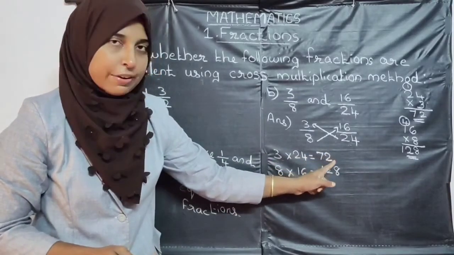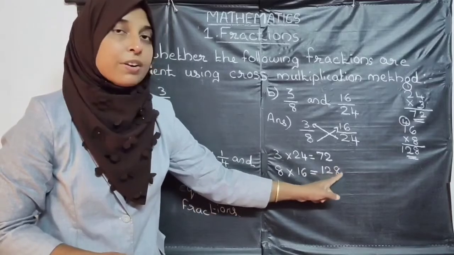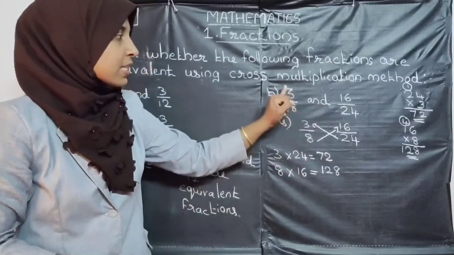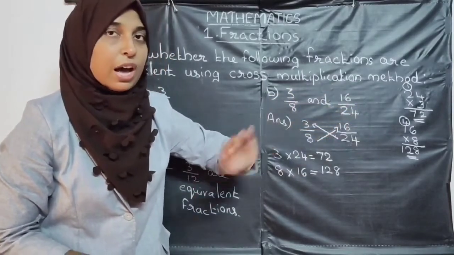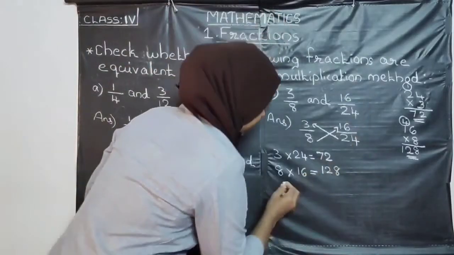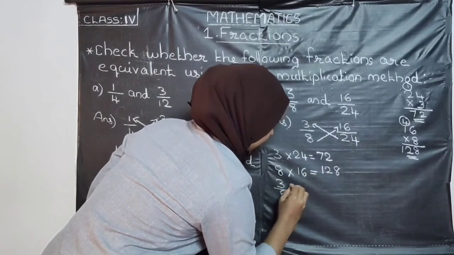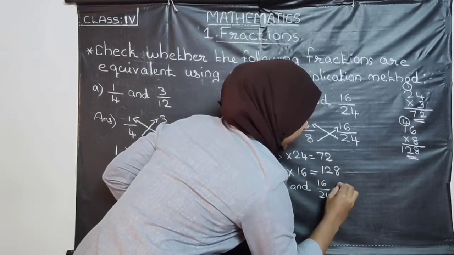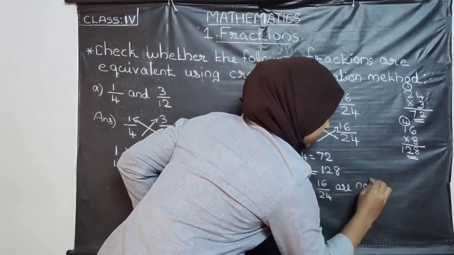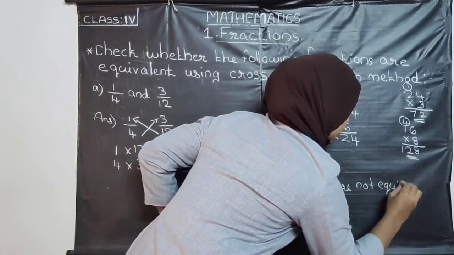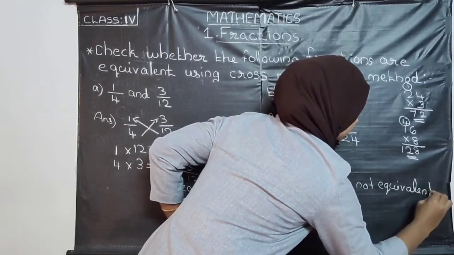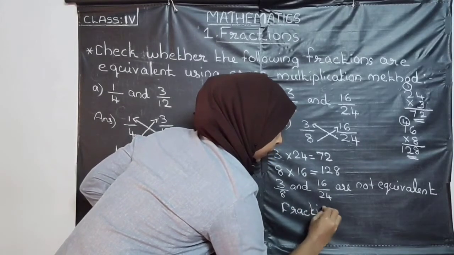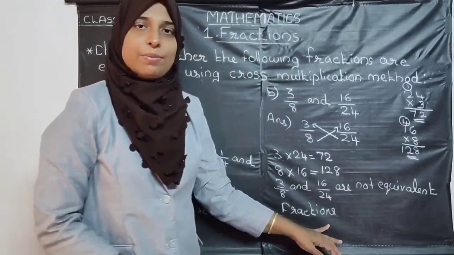Look here, children. 3 into 24 is 72. And 8 into 16 is 128. We got different answers. The answers are not the same. That means 3 by 8 and 16 by 24 are not equivalent fractions. Okay. Are not equivalent fractions.